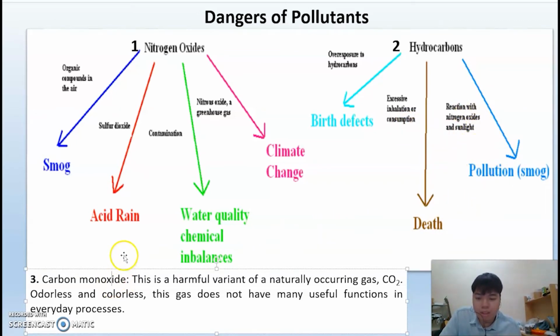So the third one is carbon monoxide. This is a harmful variant of the naturally occurring gas, carbon dioxide, and it is odorless and colorless. This gas does not have many uses or functions in everyday processes.